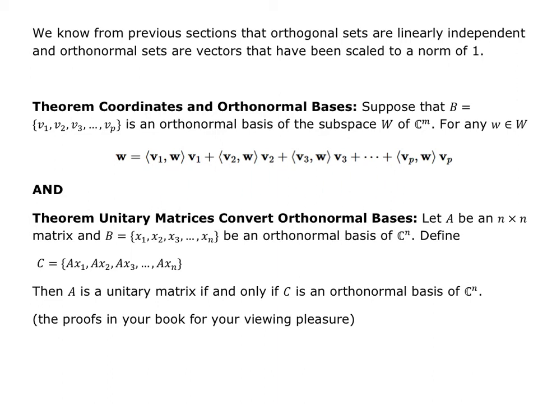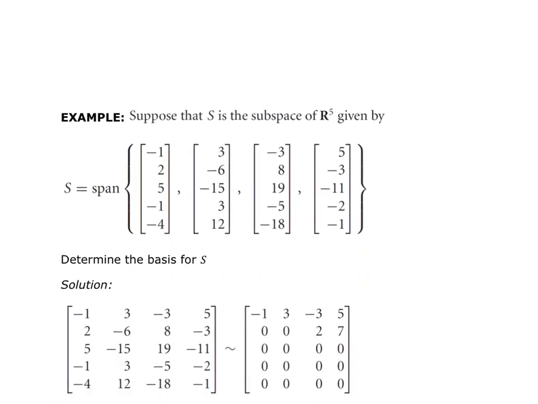And lastly, let A be an n by n matrix and B be this orthonormal basis for Cn. We define C as being the A matrix multiplied by each one of those orthonormal vectors. Then A is a unitary matrix if and only if C is an orthonormal basis for the complex numbers of size n. Let's do a couple of examples here.